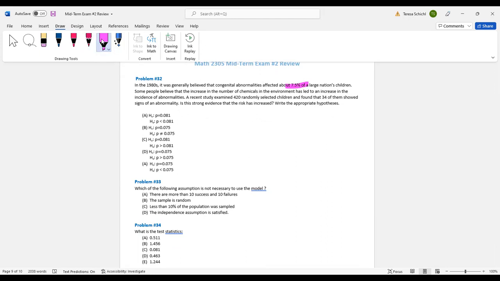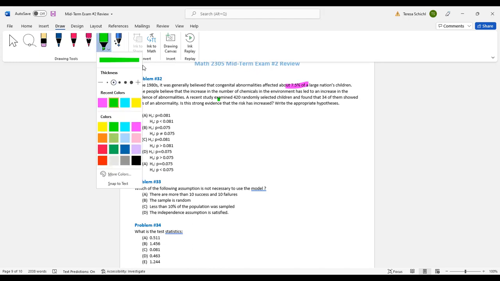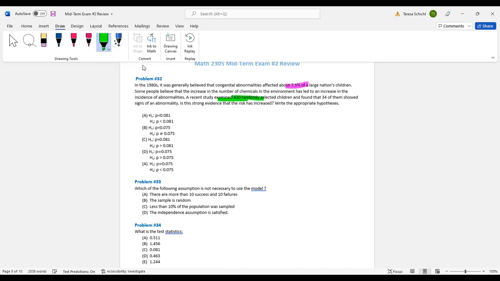Some people believe that the increase in the number of chemicals in the environment has led to an increase in the instance of abnormality. So a researcher randomly examined 400 randomly selected children and found 34 of them show the sign of abnormality. Is this stronger evidence that the risk increased?